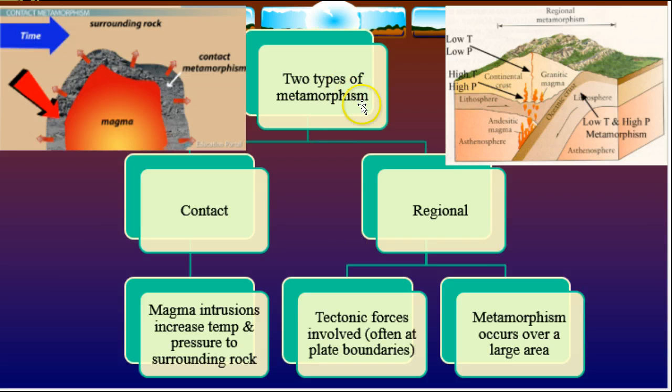Then we have regional metamorphism, which usually involves our tectonic plate boundaries. In an area like, for instance, this convergent boundary, you're going to have regional metamorphism where these plates are colliding. It's going to be over a large area, and because the plates are colliding, you get this large heat and pressure that changes the type of rock you can find there.